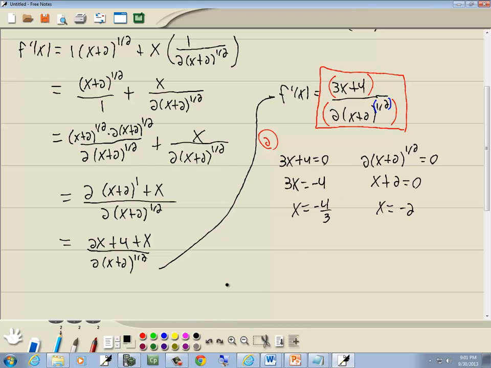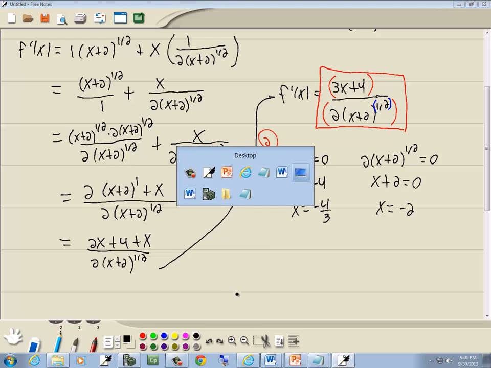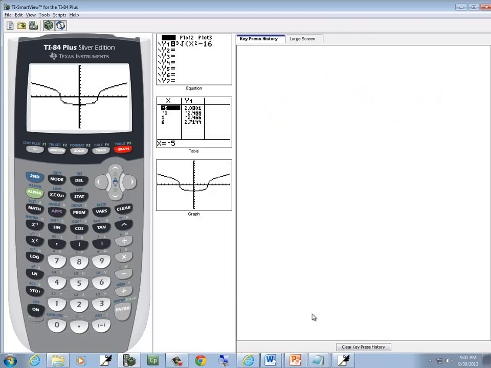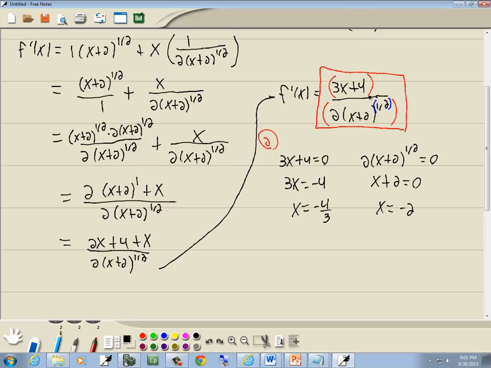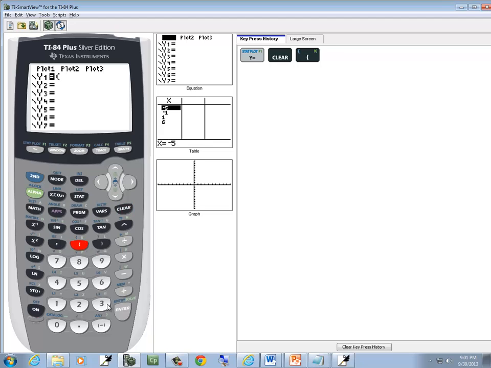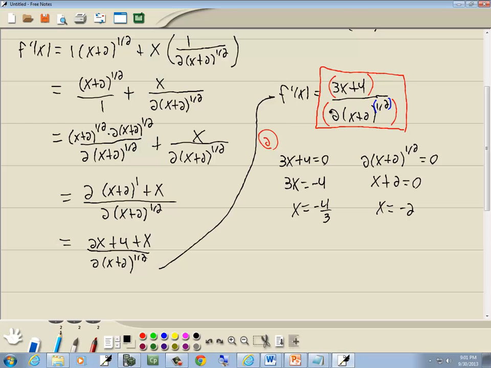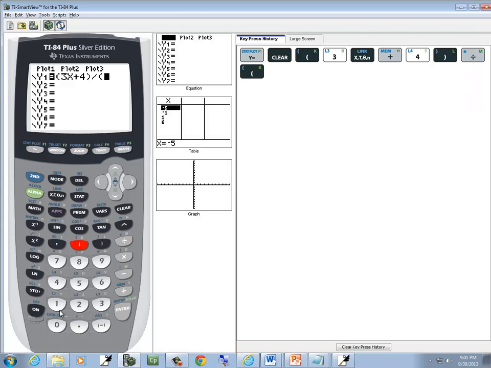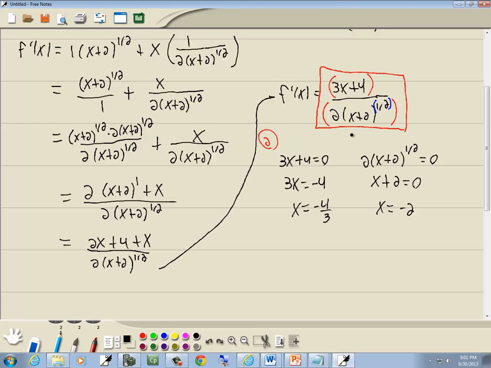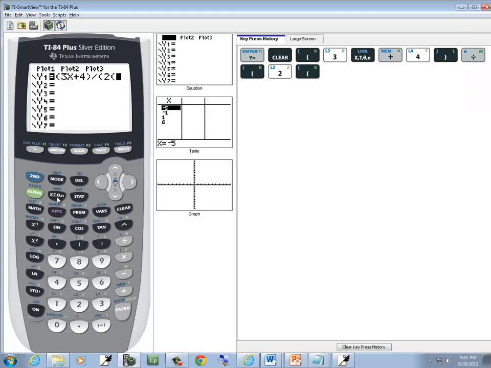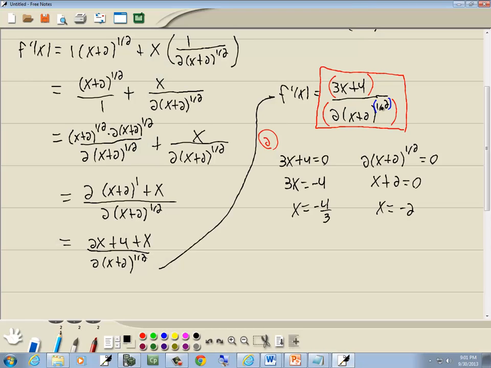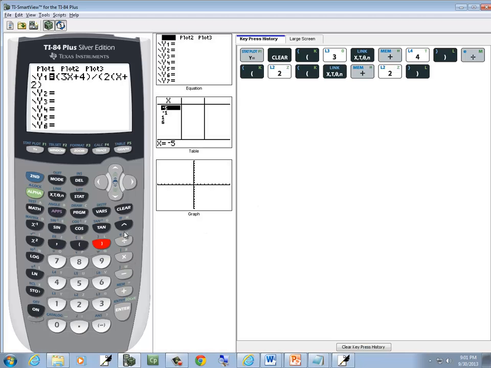So let's go ahead and enter this in now. Okay, so I'll press y equals, press clear. We'll do beginning parentheses 3x plus 4. Closing parentheses divided by beginning parentheses, that's this one right here. Then we need 2. And then need another beginning parentheses, and x plus 2. Closing parentheses. Now we need the exponent, so that's our caret.